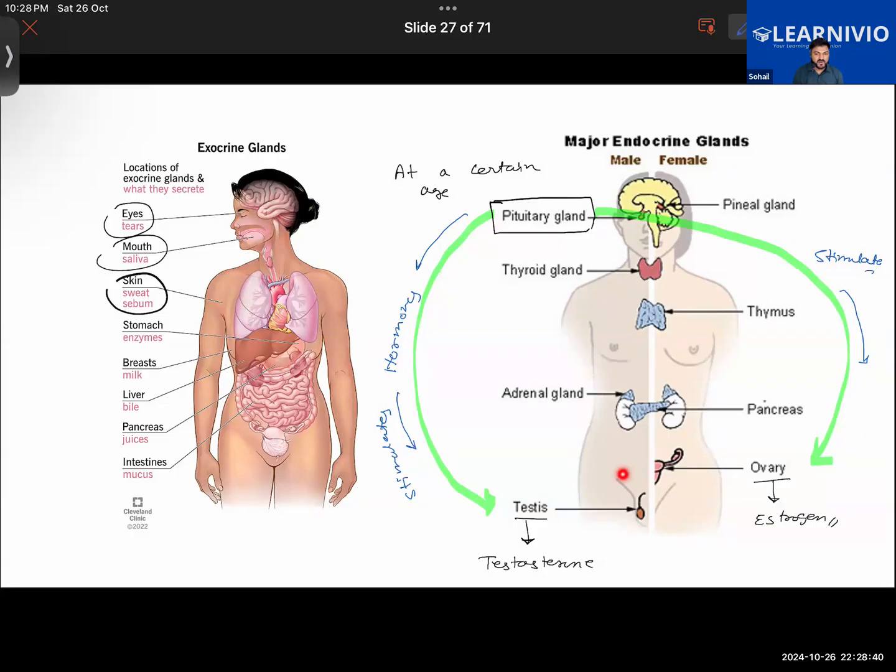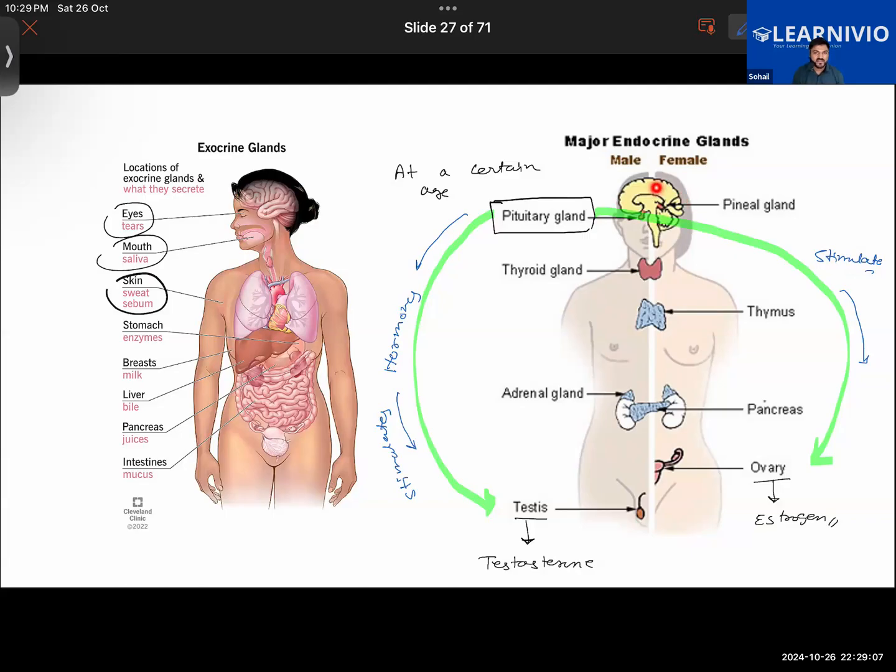Some of the secretion will not go into the blood. But talking about the hormone that is produced by the testis and ovary, that will definitely go into the blood. So testosterone, estrogen goes into the blood. Adrenaline secreted by the adrenal gland also goes into the blood. The thymus produces thymine hormone that also goes into the blood. The thyroid gland produces thyroxine. So all of them are going into the blood. So that's why these are called endocrine glands.